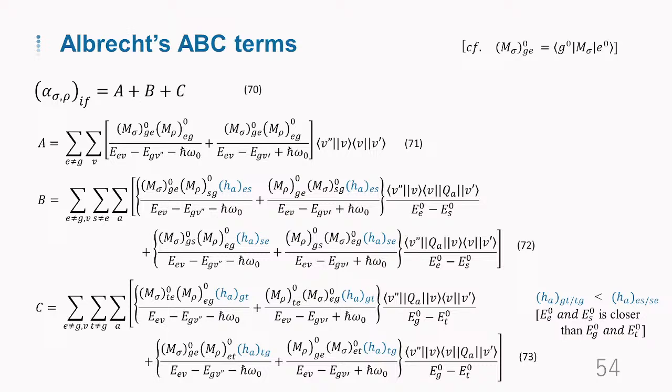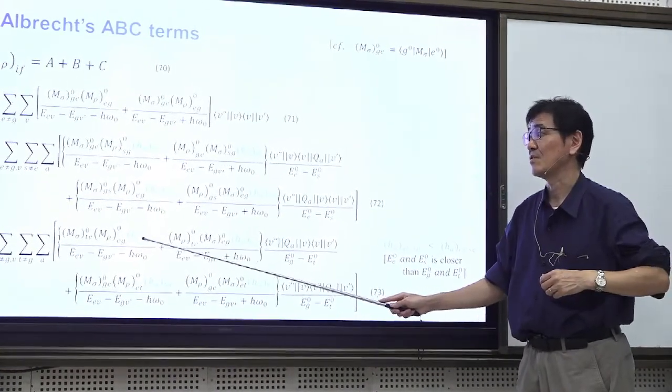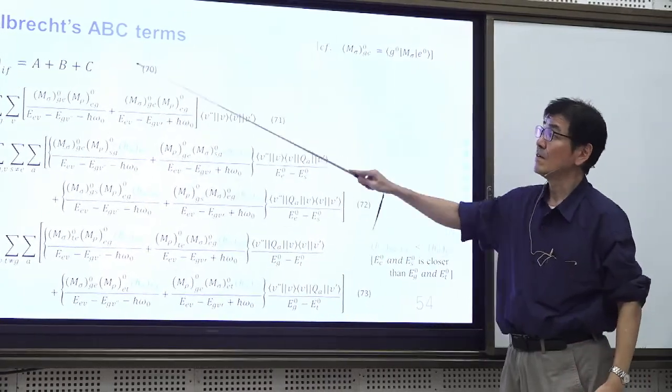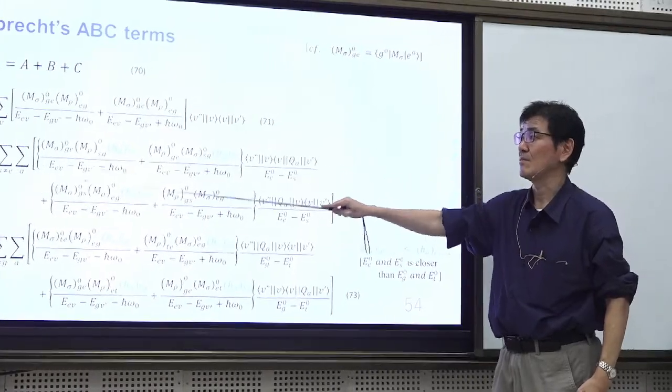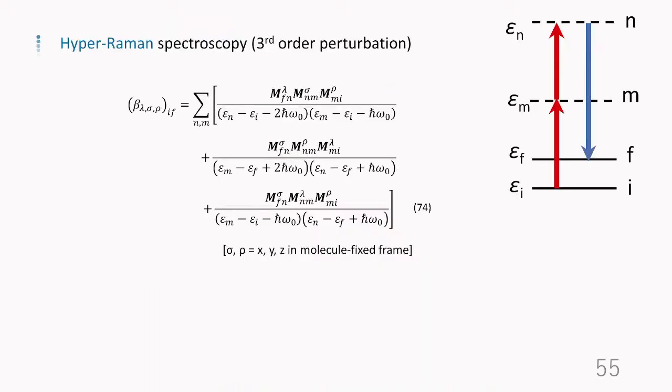So by introducing the Herzberg-Teller expansion, we can classify the Raman tensor into three groups A, B, C. A is the main part, B is the part containing the mixing term between the excited state and other electronic states. C is the terms containing the mixing coefficient between the ground and excited states. So A is the largest, B is medium, C is small. So this is the classification, so-called Albrecht's ABC terms. Okay.